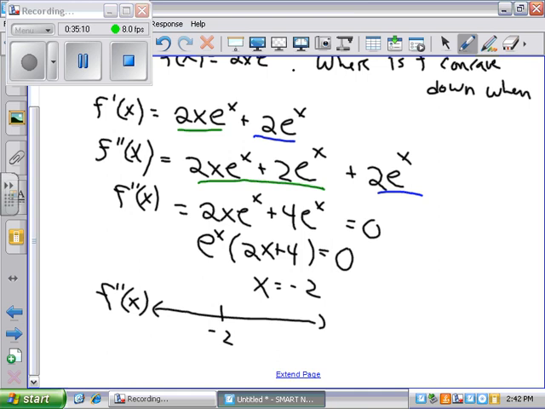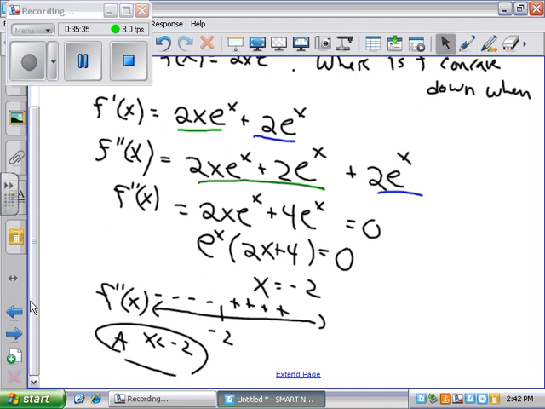So over here, is the second derivative positive or negative? Positive, because any number you choose over here, you plug into the second derivative, it's positive. Take a number over here, it's going to be negative. And so the question: concave down is when it's negative, so it's over here. This is less than -2. So choice A.